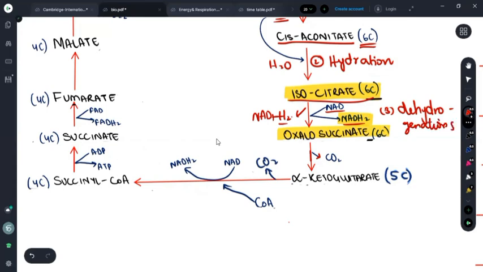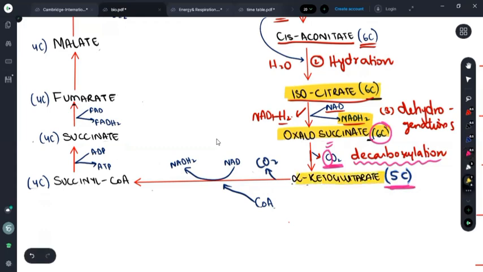Now what happens next is that this oxalosuccinate undergoes decarboxylation, that is removal of carbon dioxide, and it forms another compound. The important thing to know here is that this is a 6-carbon compound removing 1 carbon atom in the form of carbon dioxide. So when we remove 1 carbon atom from 6, we get a 5-carbon compound. This process is called decarboxylation, and it forms a 5-carbon compound.